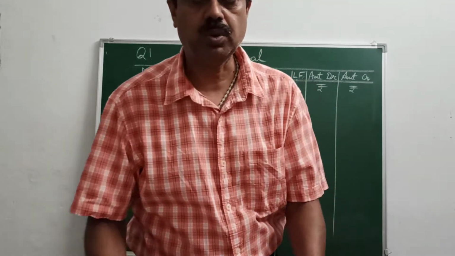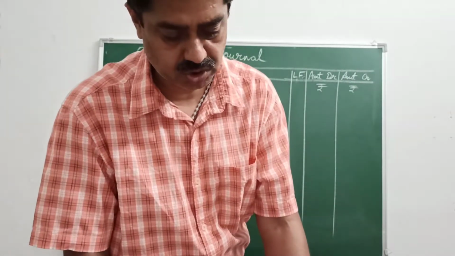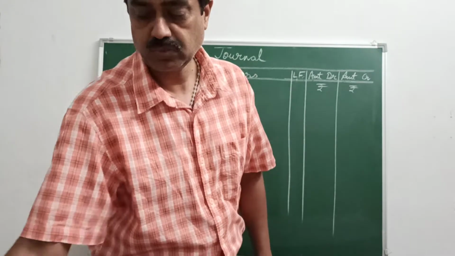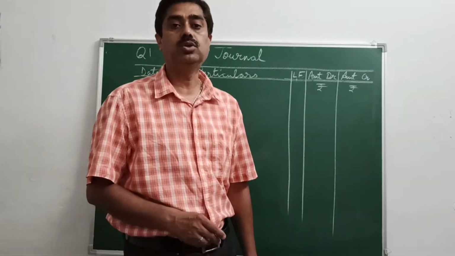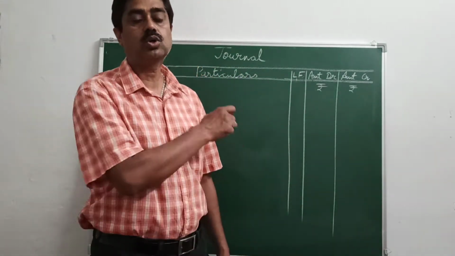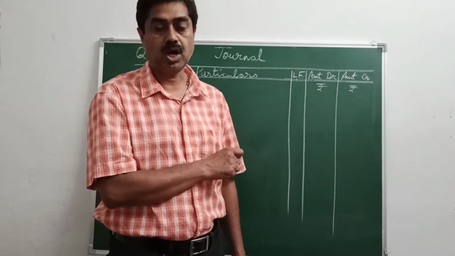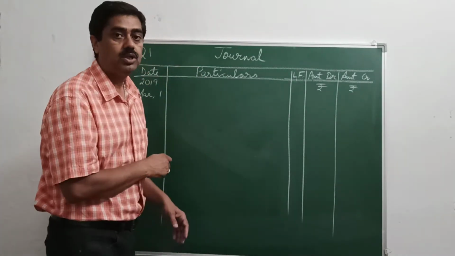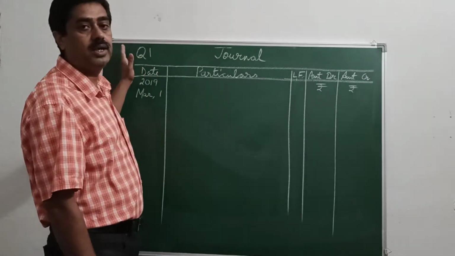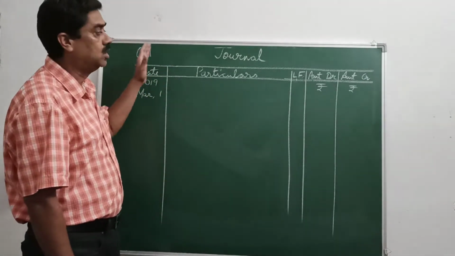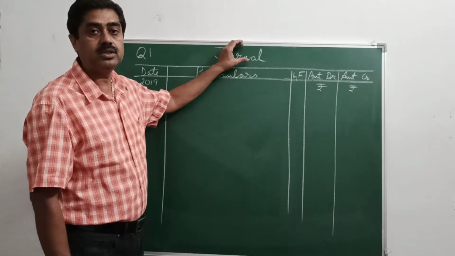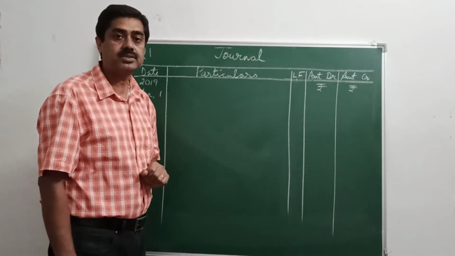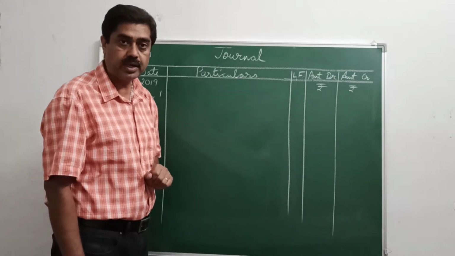We will do question number 1 on page 5.60, but before that I would like to explain to you the format or the columns made in a journal, how it is prepared. First of all, you will write the question number on the left hand corner in the margin. In the center you will write journal. Always the heading has to be there, otherwise marks are deducted for not writing the headings.